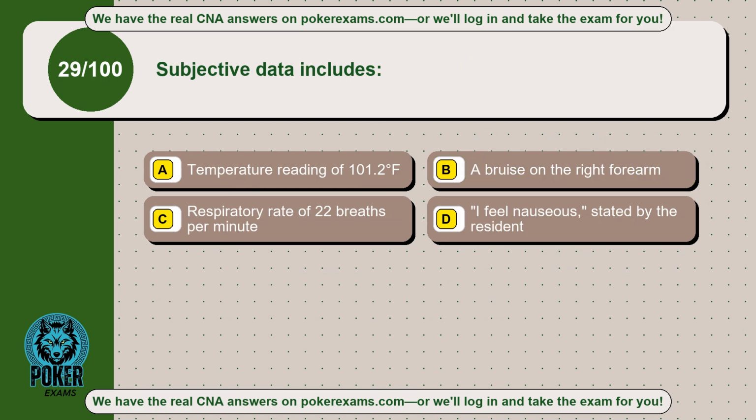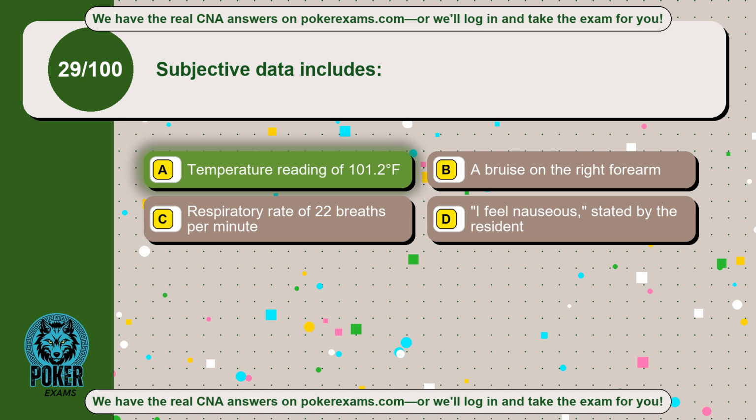Question 29. Subjective data includes: Option A, temperature reading of 101.2 degrees Fahrenheit. Option B, a bruise on the right forearm. Option C, respiratory rate of 22 breaths per minute. Option D, "I feel nauseous," stated by the resident.